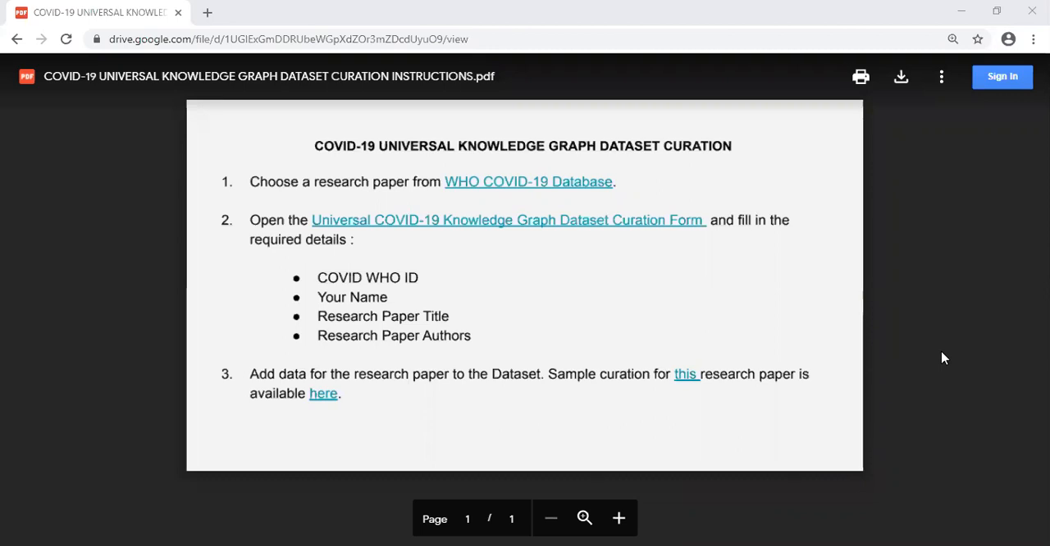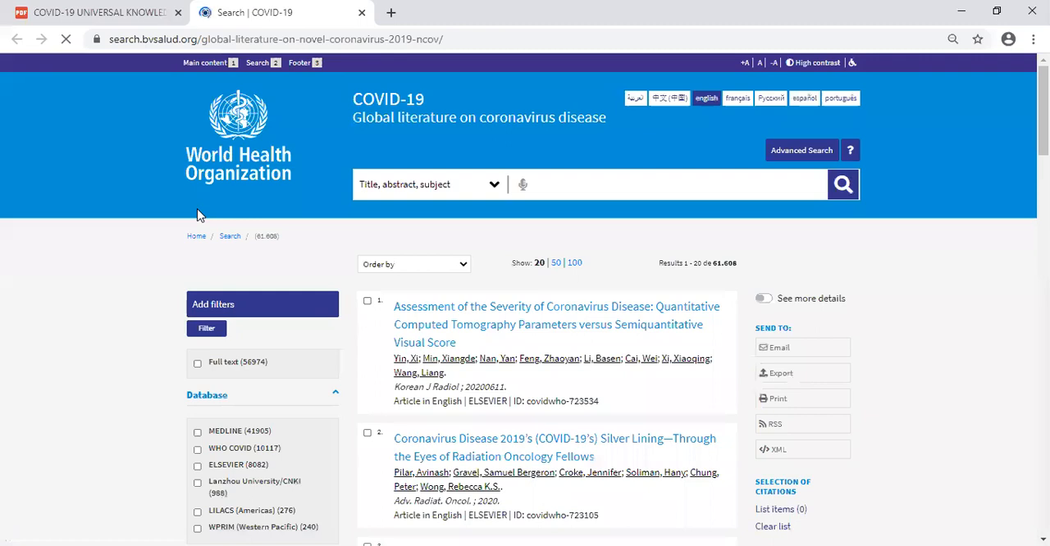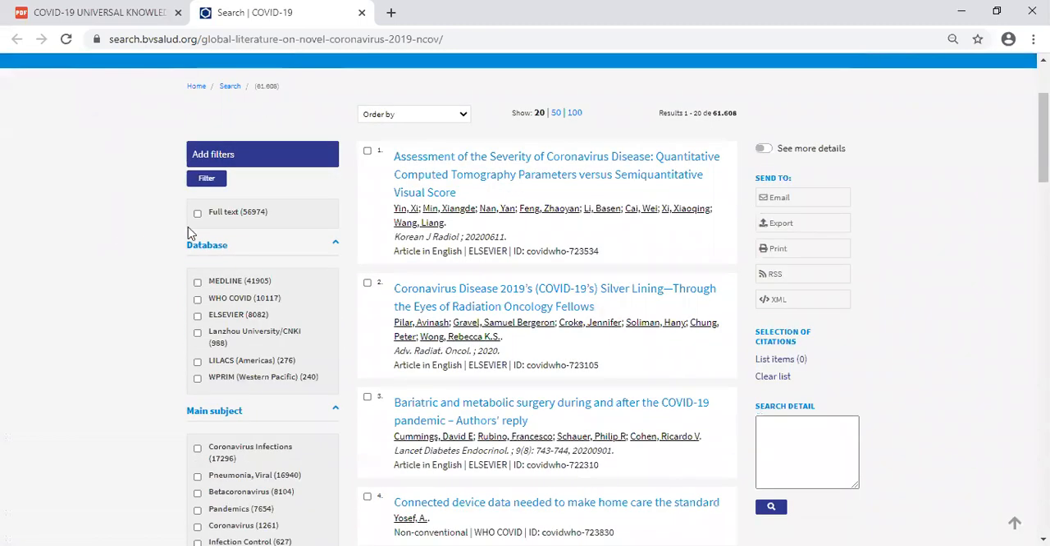In this video, I'm going to discuss how you can help with dataset curation for the COVID-19 Universal Knowledge Graph. The first step in dataset curation is to choose a research paper. The data source we are considering is the WHO COVID-19 database. This database contains research papers from a wide variety of sources. It has around 55,000 research papers, 56,974 to be exact.